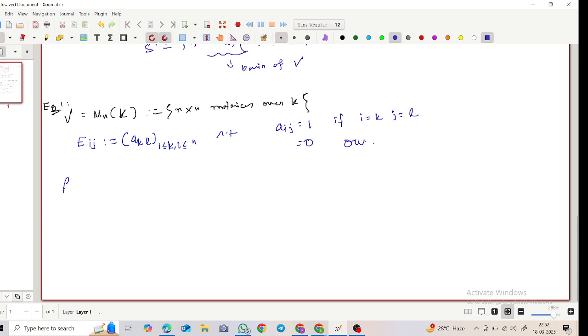Can you show that this is the basis? I mean, beta is the set of E_ij. So these are n square matrices, right? Each matrix looks like this: 1 at the ijth entry, 0 everywhere else. Can you show me that this is a basis? I give you 2 minutes. Show that this is the basis.